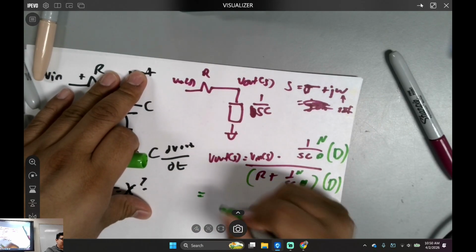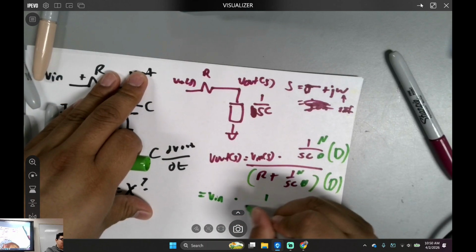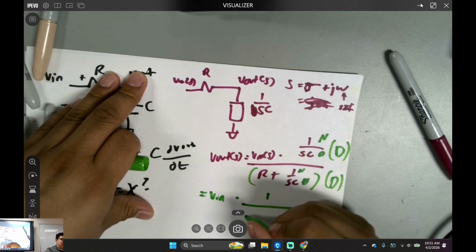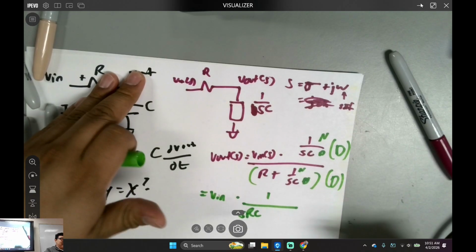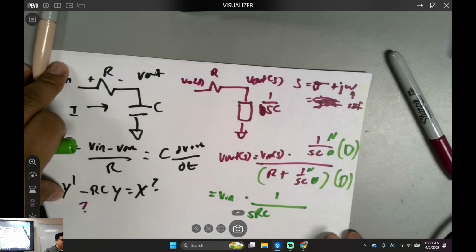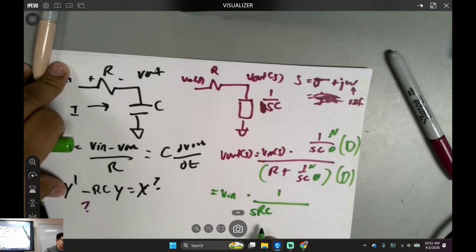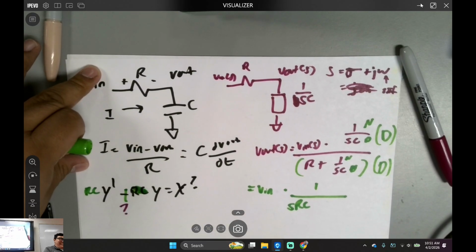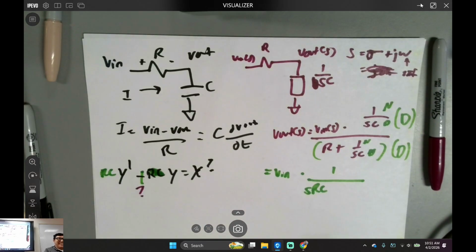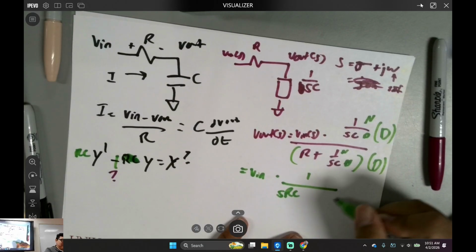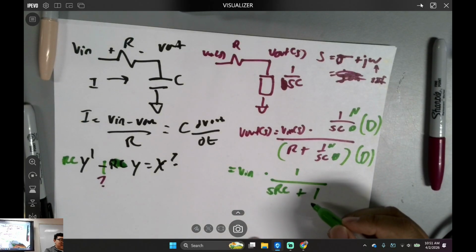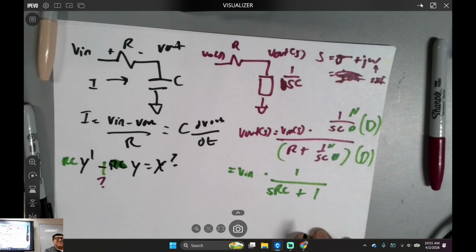So now this goes away. It's Vn times 1 over, then the D gets multiplied. SC is equal to D, correct? So it's going to be SRC, right? So now I'm thinking about this differently. You guys like that trick? Magic. Cool. And that's it. That's the answer. Was that very not surprising?